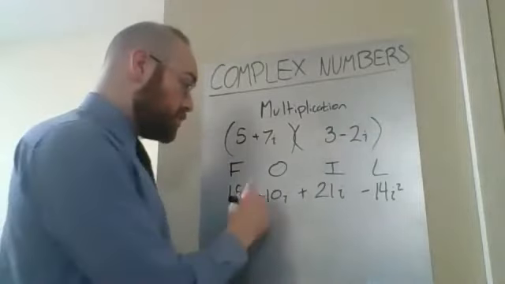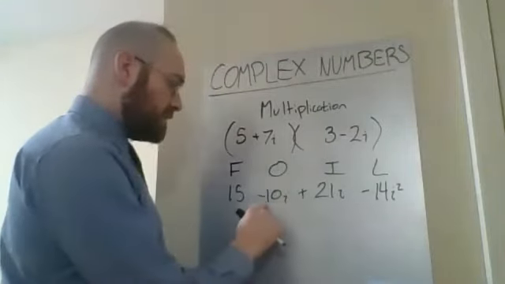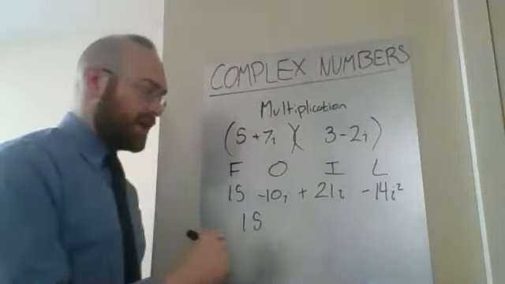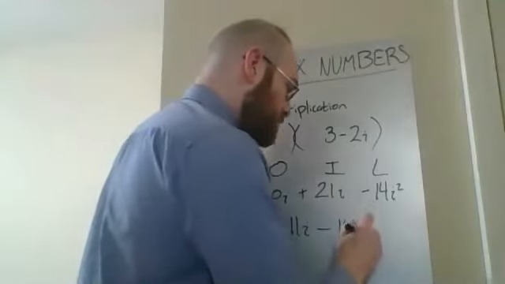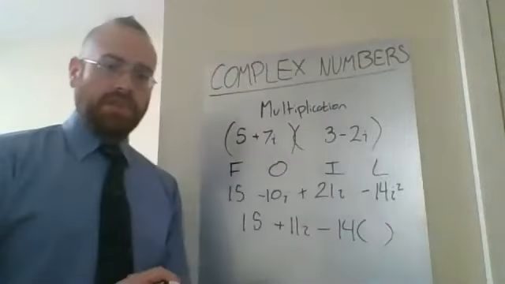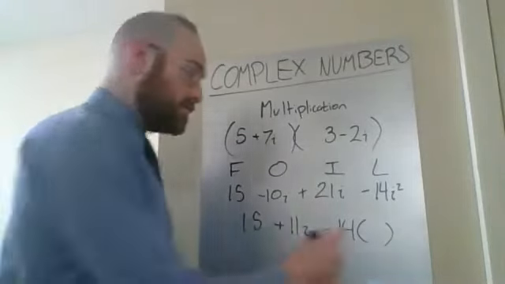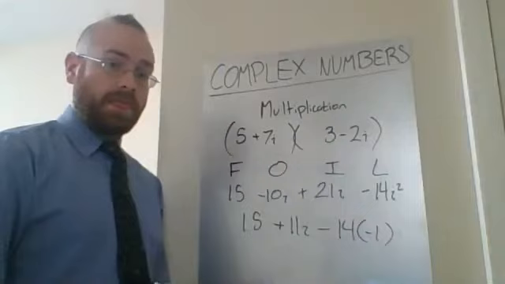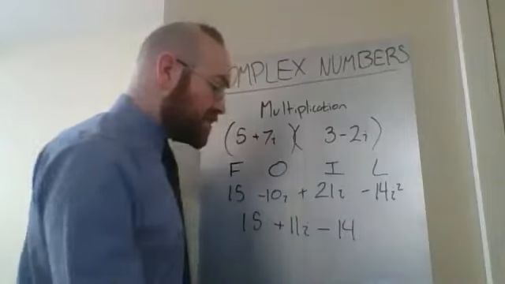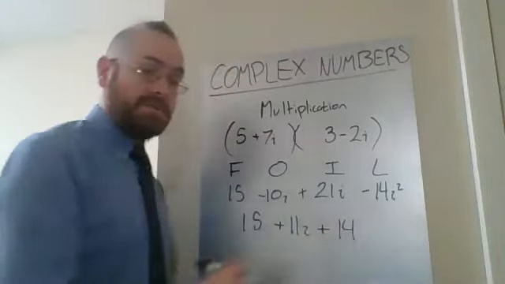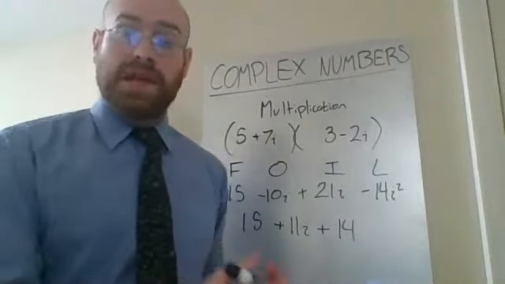First, I hope you've noticed that our two middle terms are like terms. So we have 15, and then minus 10i plus 21i is going to be a difference of positive 11i. But something interesting happens with i squared. Because if i is the square root of negative 1, then i squared is just negative 1. So what happens is this whole i squared disappears, and we change the sign of that last term to be positive. So whenever we have i squared in an expression, we always replace it with negative 1.